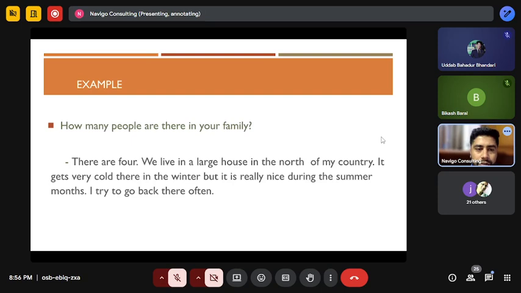All right. So, an example of how you're going to extend your answer. If the question is "How many people are there in your family?", your response should be this. Can you please read it, everyone? Read it in your mind, please. So if the question is how many people are there in your family, then this should be your response. This is how you're going to answer. You're going to extend your answer, right?